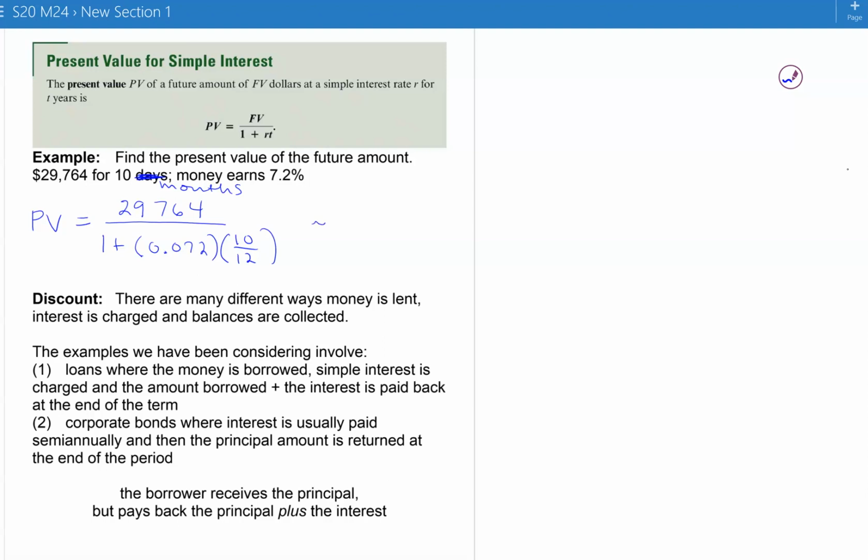So the amount that you need to invest now is $28,079.25 in order to have $29,764 after 10 months. It's not a very long time period to have your money collecting interest, so you need almost the whole amount to start with, because it's not going to gain that much interest.